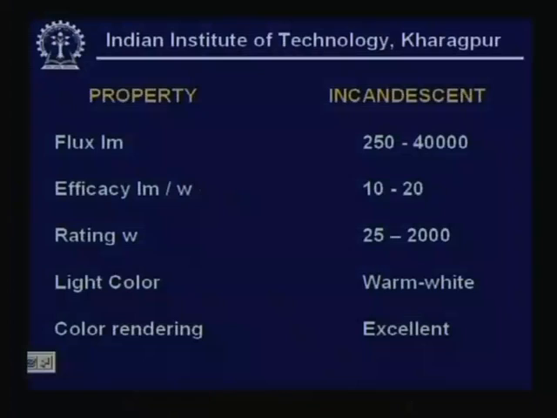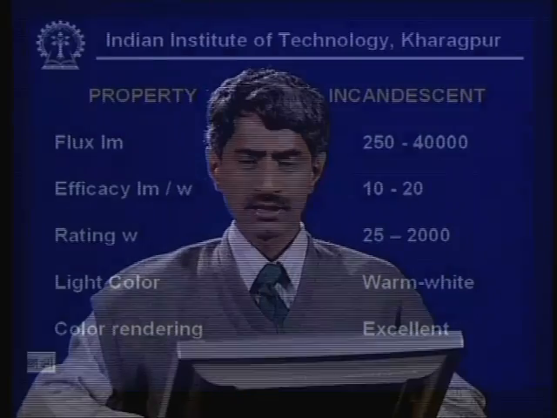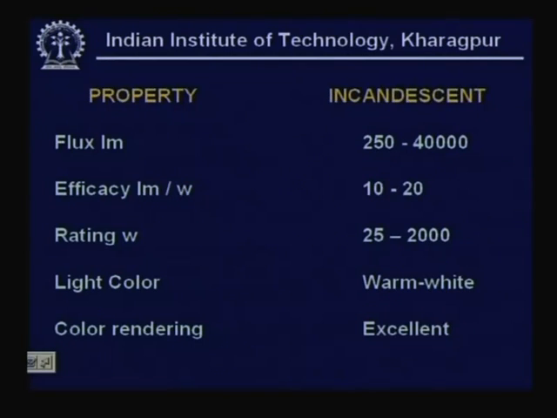rather than the type. Then comes the color, or how the radiation has and the rendering of color. Now, the data for the incandescent lamp shows that you can have lamps with as low as 250 lumens to about 40,000 lumens available in the market, with as low as 10 lumens per watt to the highest possible being around 20 lumens per watt of energy consumed, with 25 to 2000 watts, that is 25 watts.